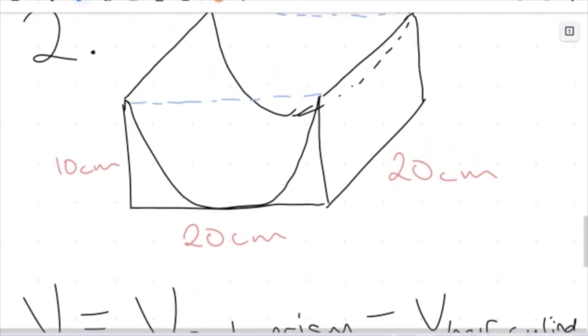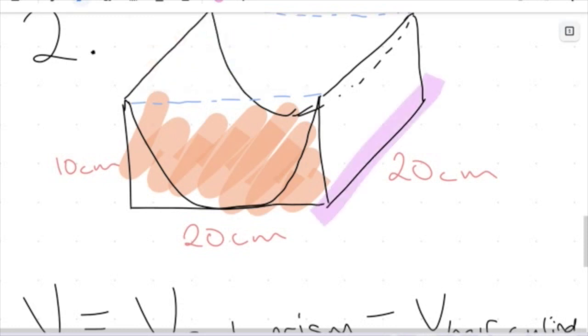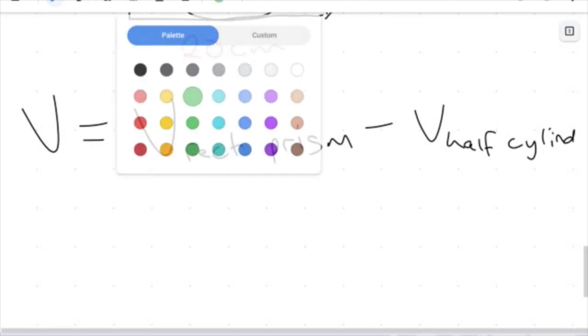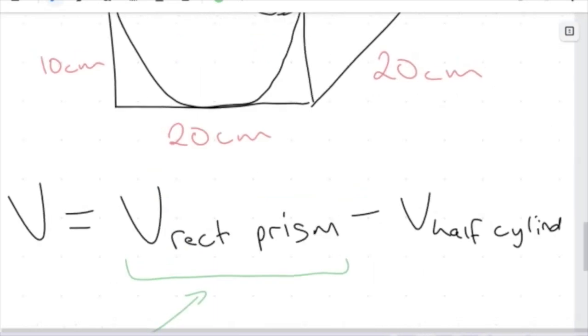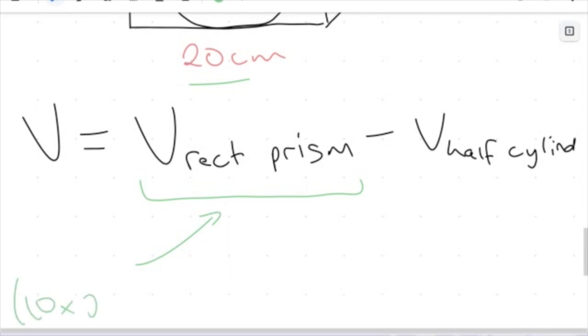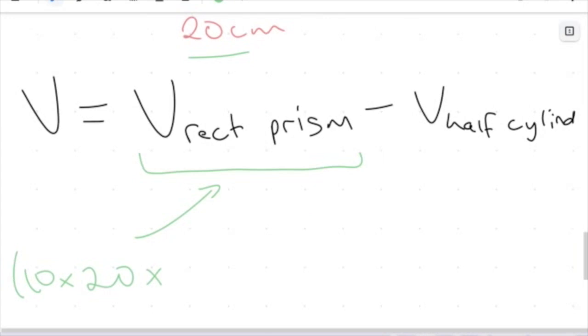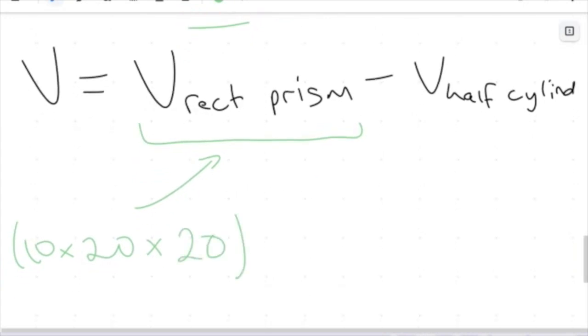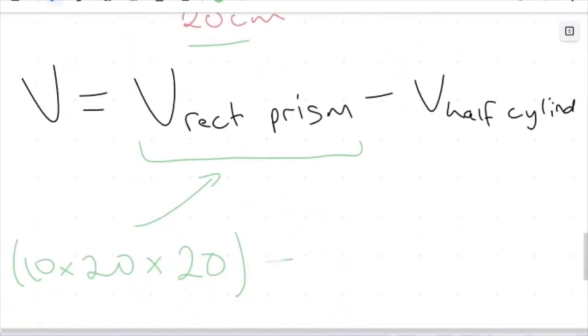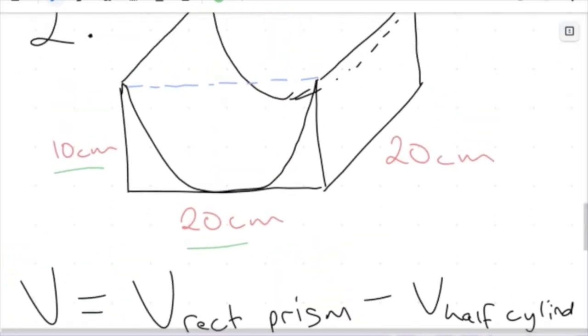If we want to find the volume of a shape, especially a rectangular prism, we can find any cross section here because they're all rectangles, and we want to multiply this by the length or the dimension going away from that. So what I'm going to do is I'm going to find this first area. So this guy here, my rectangular prism, that's going to be my 10 by 20 here. So that's going to be 10 by 20 by another 20 there. So from there, I'm going to subtract the volume of my half cylinder.